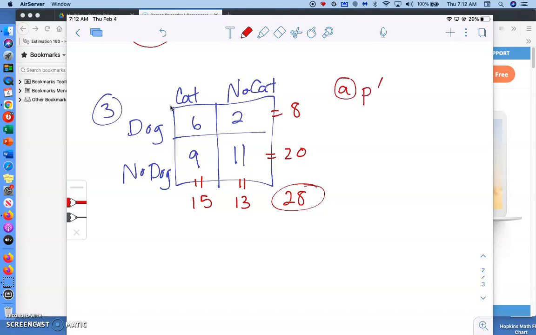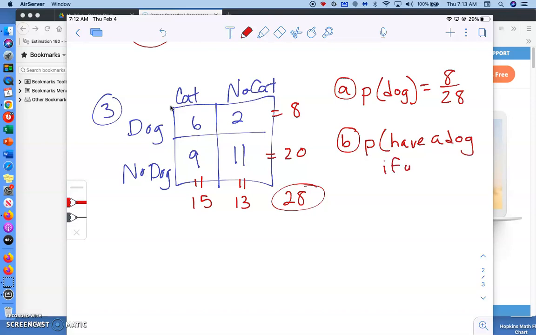So what's the probability that you have a dog? Well, the probability of a dog, how many have a dog in that first row is 8, so it would be 8 out of 28. Now, what if I said, what is the probability that you have a dog if you have a cat?